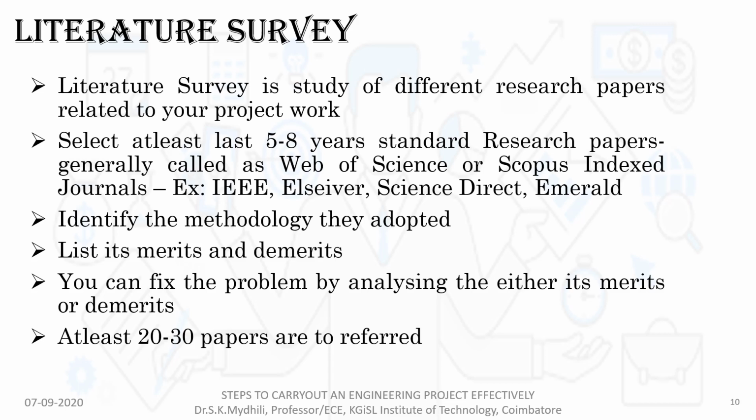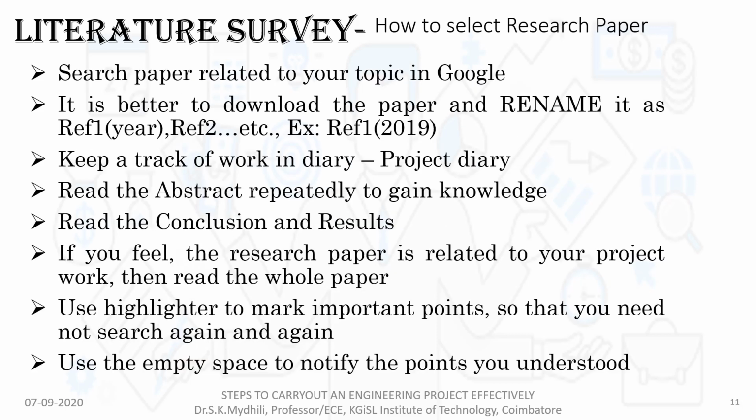My advice is to select standard research papers from the last 5 to 8 years, generally Web of Science or Scopus indexed journals. You could refer to IEEE, Elsevier, Science Direct, Emerald, etc. Identify the methodology they have adopted and list its merits and demerits, and you could fix the problem by analyzing those merits and demerits. I recommend you select at least 20 to 30 papers to be referred to for your project. So that is what a literature survey is.